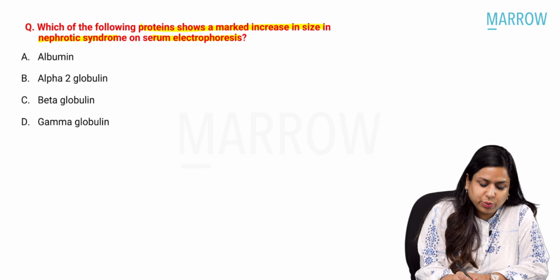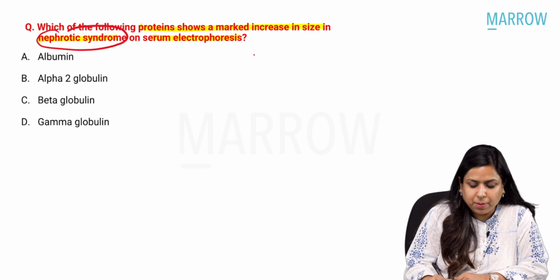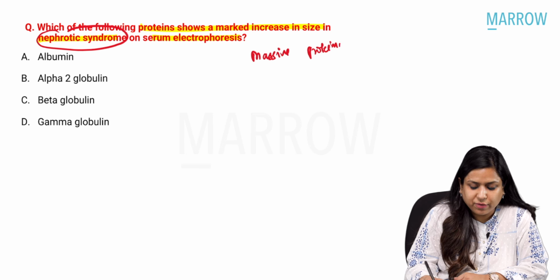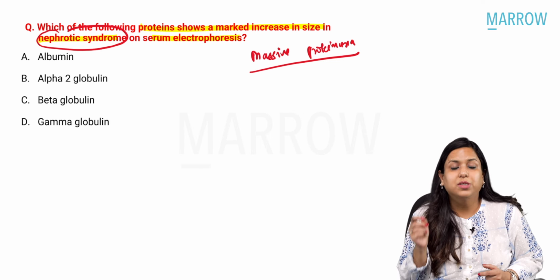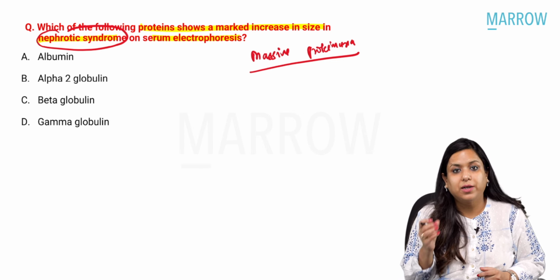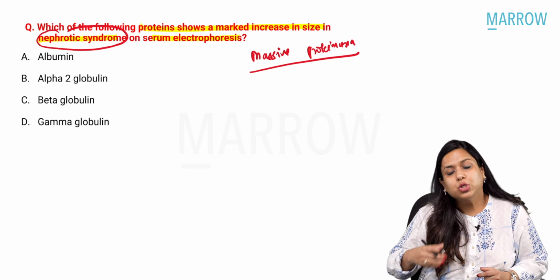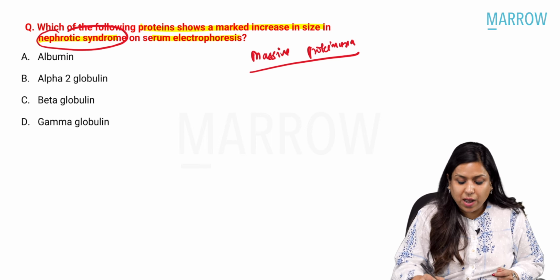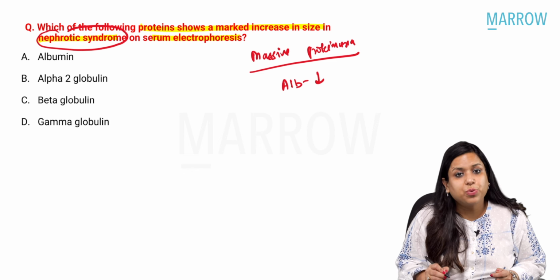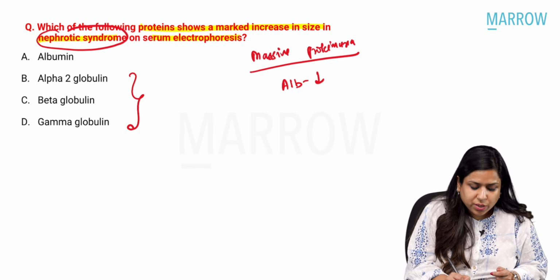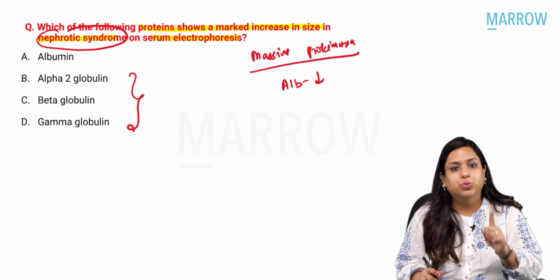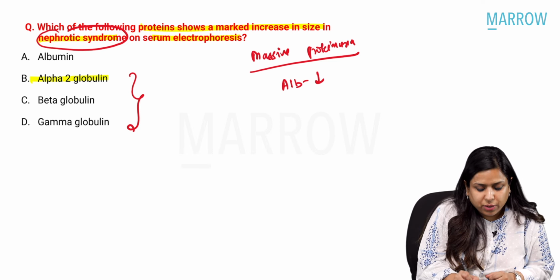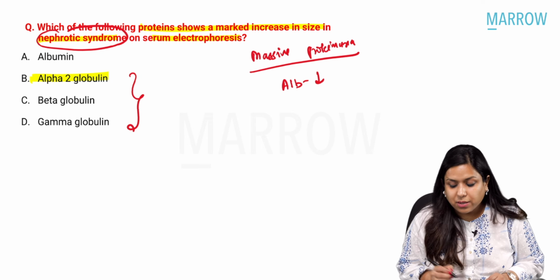Next question. Which of the following proteins shows a marked increase in size in nephrotic syndrome on serum electrophoresis? Now, you all know that nephrotic syndrome has massive proteinuria, more than 3.5 grams per 24 hours, right? And which protein is usually excreted in the urine? It is usually albumin, right? There is hypoalbuminemia. So if albumin is decreasing, which proteins will increase? All these proteins are going to increase on electrophoresis. But the most important protein which is going to increase is alpha 2 globulin. That is going to be the answer, right?